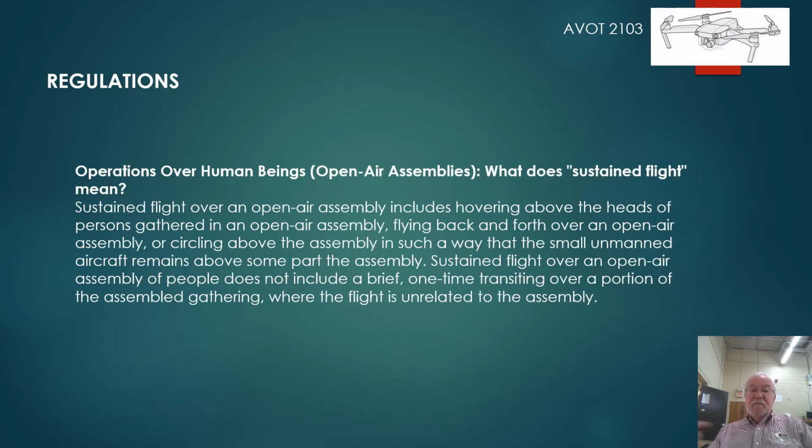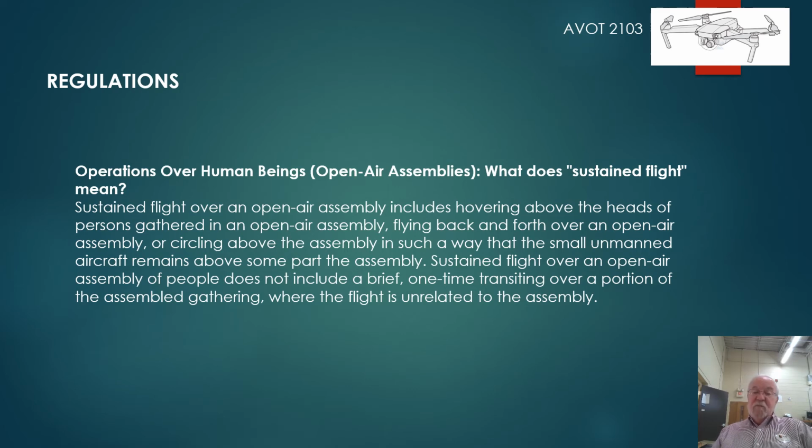All right. Operation over human beings, open air assemblies. What does sustained flight mean? Okay, sustained flight over an open air assembly includes hovering above the heads of persons gathered in an open air assembly, flying back and forth over an open air assembly, or circling above the assembly in such a way as the small unmanned aircraft remains above some part of the assembly. Sustained flight over an open-air assembly of people does not include a brief, one-time transiting over a portion of the assembled gathering where the flight is unrelated to the assembly.